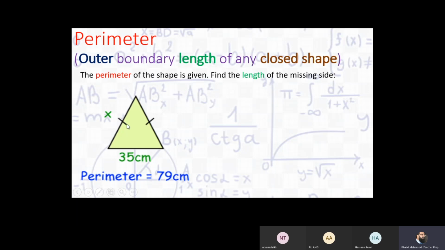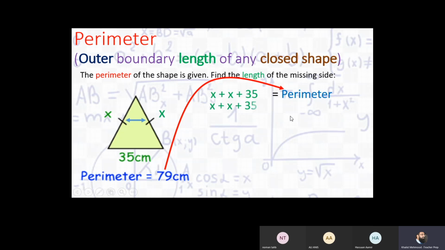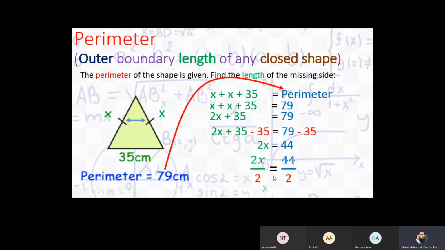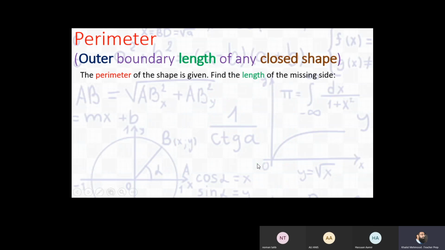So the smaller side is x, and the other smaller side will also be x. So x plus 35 is equal to the perimeter, but the perimeter is already given. So in place of this, we'll write the perimeter 79, then calculate the number and solve, and we'll get the solution like this, and the value of x is found.